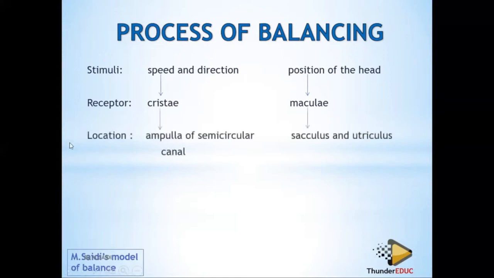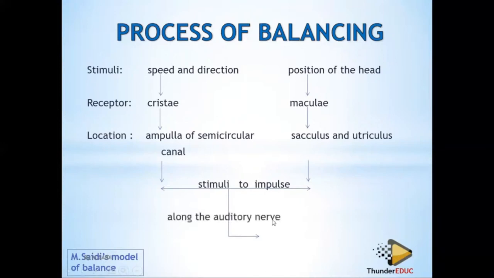Then you need to know the location of these receptors. Where are they located? In the ampulla of the semicircular canal. Then this one is located in the sacculus and utriculus. And then you also need to know that when they change the stimulus into an impulse, it is sent to the brain. Which part of the brain? Cerebellum for interpretation. Remember that hearing is sent to the cerebrum, but this one goes to the cerebellum for interpretation.